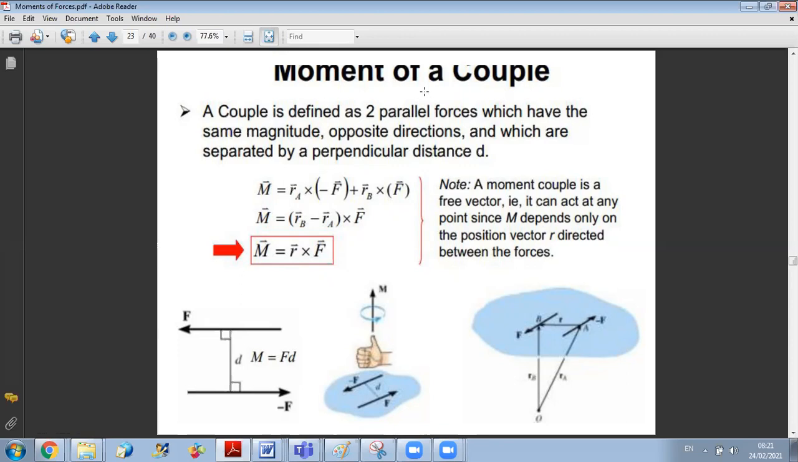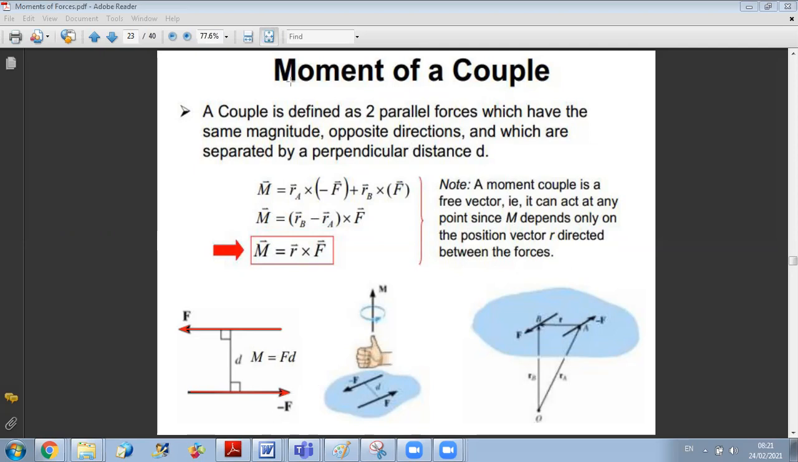So here, any two forces that satisfy these conditions can create a couple, okay? And we will see that a couple is a free moment vector. What do we mean by free moment vector? If I calculate the moment about any point in space of this couple, it will be the same. So let us demonstrate why.